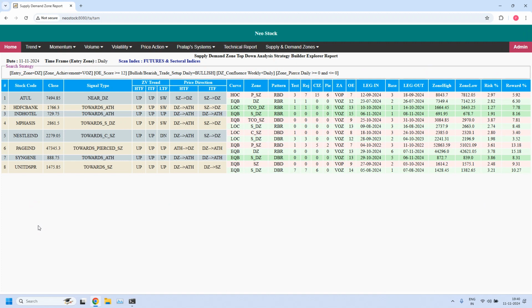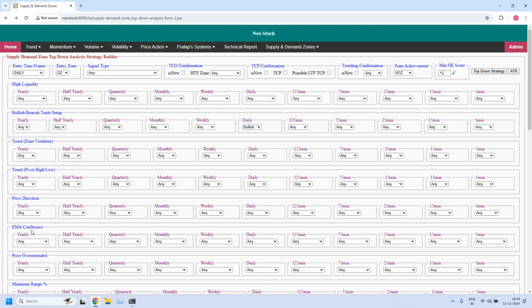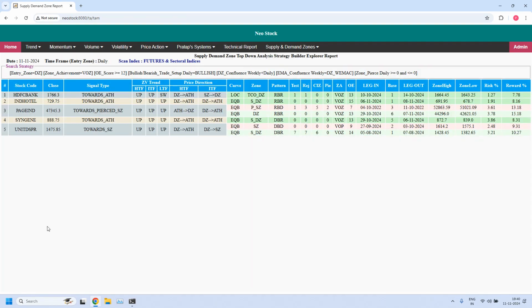If any of these stocks are having weekly demand zones with weekly EMA Confluence, they are even more high probability setup. Let's verify. EMA Confluence at weekly time frame, because daily zone is part of weekly zone. So weekly demand zone with weekly EMA Confluence. With this filter, we got 5 stocks.